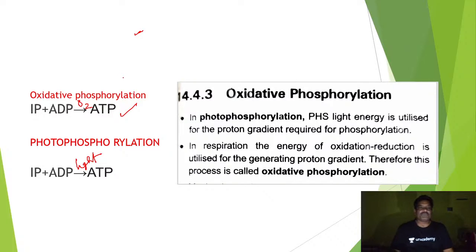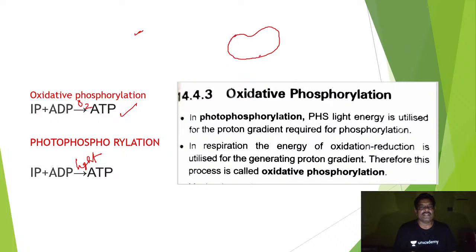And how this oxidative phosphorylation happens, we will study. But one point you have to remember: the centers for aerobic respiration. What are the centers here?